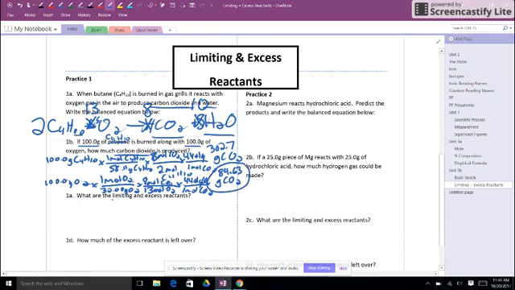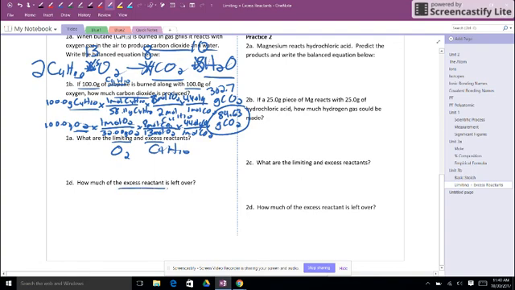Now, if you were to be asked which of the reactants was limiting, make sure we're not answering carbon dioxide. It's not a reactant, that's a product here. So the oxygen led to that lesser value, so the oxygen is limiting. The butane led to that greater value, so the butane would be left over. Now, here is that last final question. How much of that excess reactant is left over?